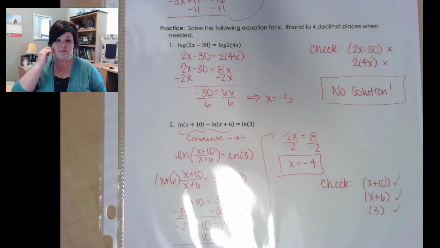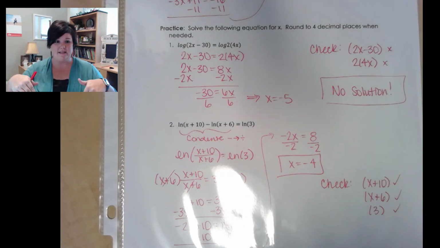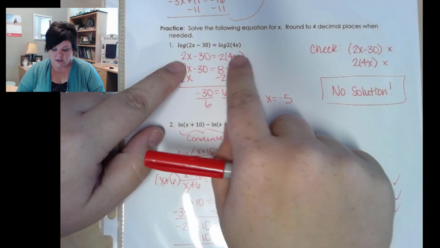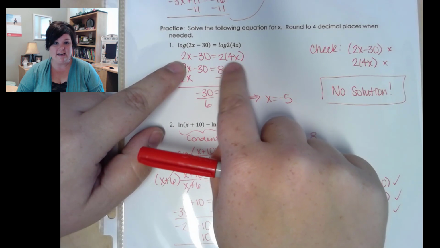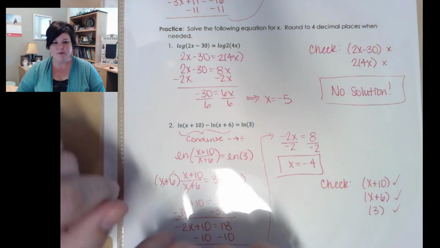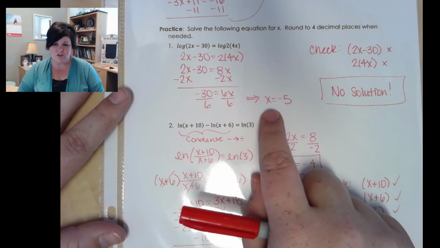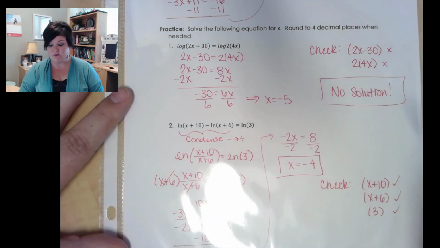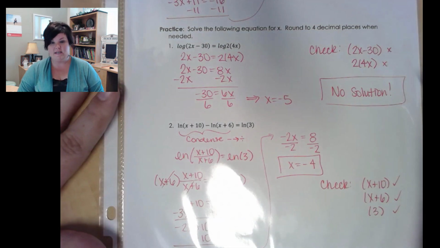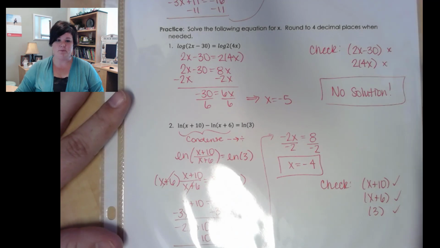All right, so on this first one, we have a regular log on both sides, so we can just drop it. And then we multiply over on the right-hand side because that inside value had multiplication inside the log, right? And when we solve for x, we should get -5. This -5 gives us no solution because when we plug it into either of these, we end up with a negative value. Okay, so no solution on number 1.